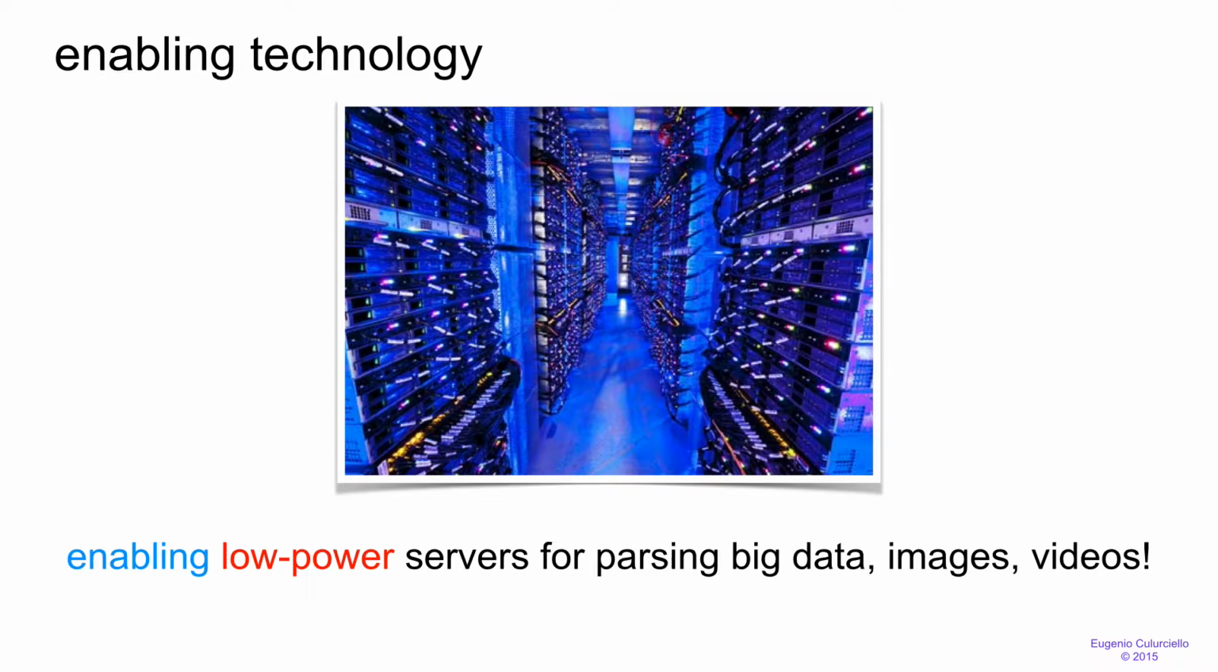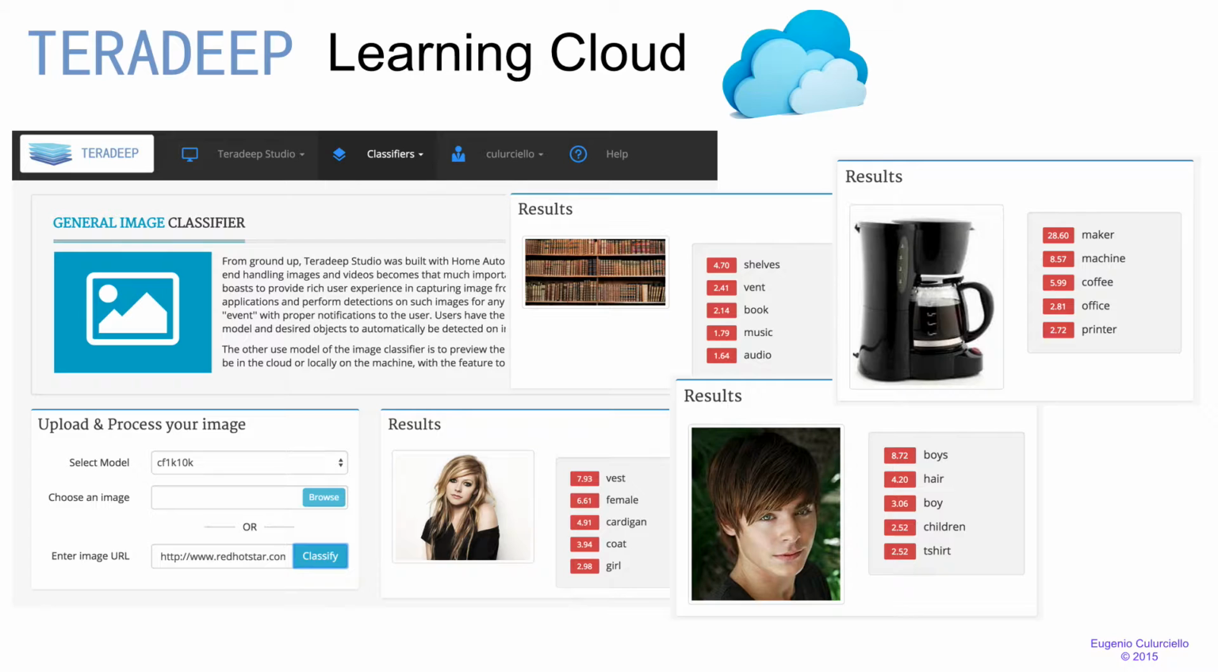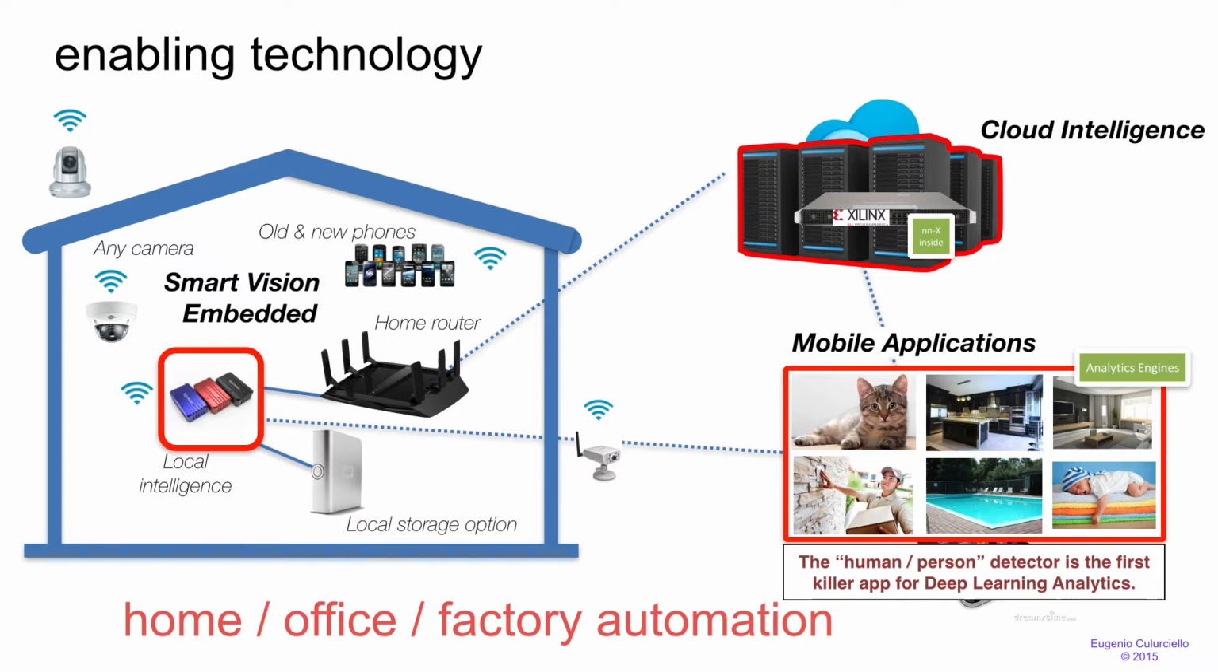And then, we developed something similar in the company, Teradeep. We developed a similar cloud processing system where we have this neural network in the cloud. You can send images or videos, and we can tag them. Again, I can show you a little demo in a few minutes.